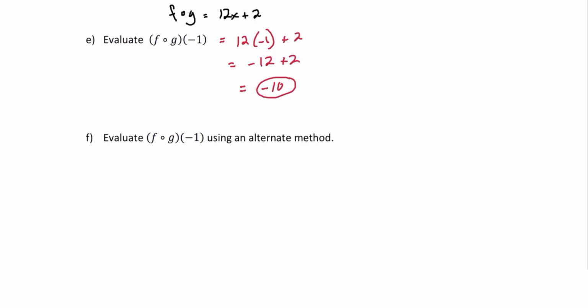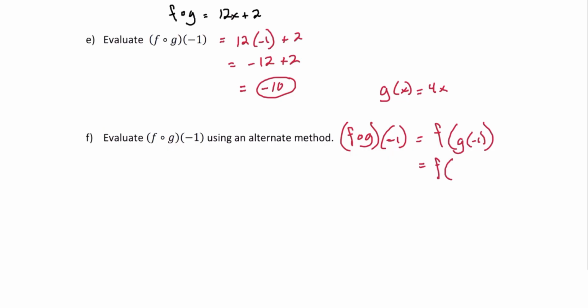An alternate way to attack this problem is to think of it as f of g of negative 1 equals f of g of negative 1. Here, if we write it as two separate functions, f composed with g, we can start with g of negative 1. Remember that from earlier, g of x was 4x. So that is f of 4 times negative 1. That is f of negative 4.